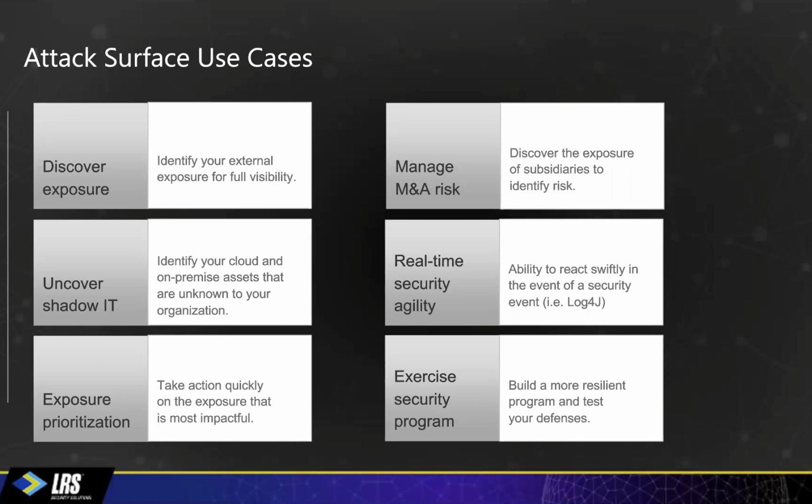Exposure prioritization. Again, this is about understanding the adversarial temptation of a particular asset. Managing M&A risk, being able to understand your assumed risk both pre and post acquisition. Real-time security agility, just ensuring that your team is prepared in the event of, let's say, the next Log4j, for example. And then continuing to exercise your security program and continuously validating exposures and programmatic controls, ultimately working towards a more resilient security program.